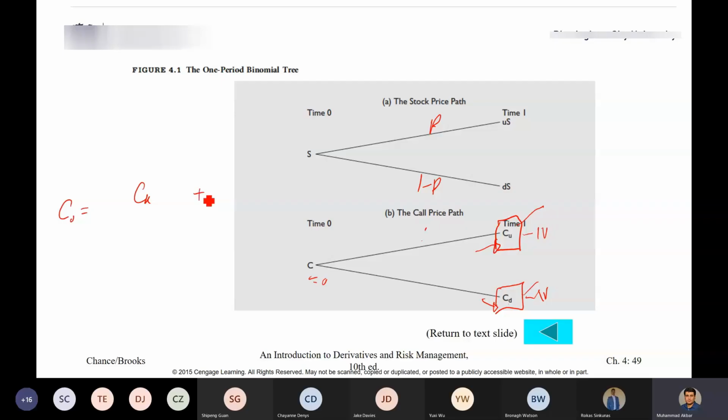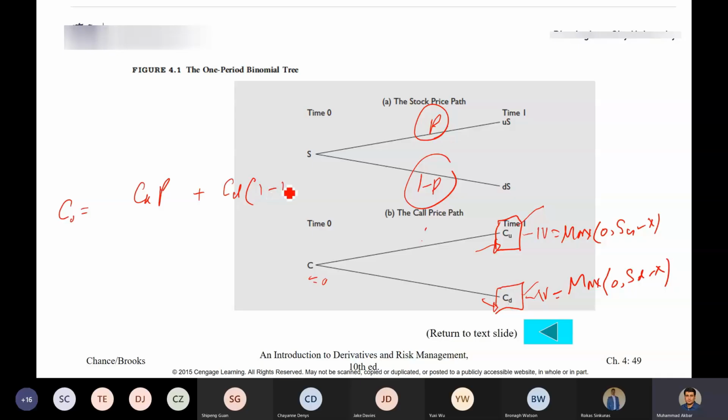And I need to know what is the cash flow that I will receive if the stock price goes down. That is given already to us, CU and CD, which is derived as the intrinsic value of the call if it goes up, and the intrinsic value of the call if the stock price goes down. If we know the probabilities here, we will just multiply each cash flow by their corresponding probabilities, and this combination will be called the weighted cash flows.